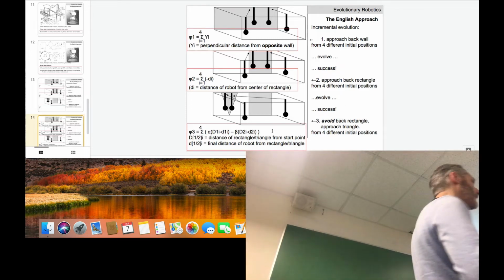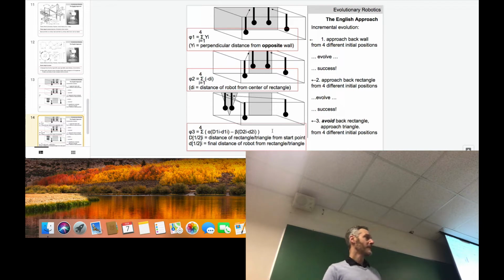Are you correcting for the distance that's moved? Like, are you subtracting the starting distances? That's it. So we're looking for the difference here, right? So the initial distance from the rectangle and the triangle, and we're trying to maximize that difference. However close you are to the rectangle, maximize that as you move. And however close you initially are to the triangle, minimize that. Get closer to the triangle. Why alpha and beta?